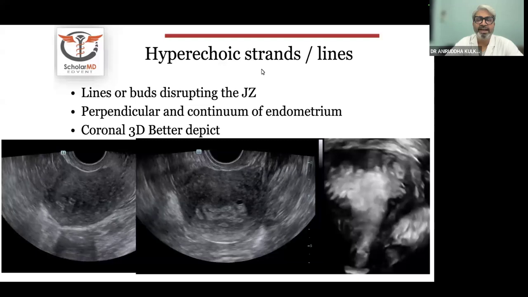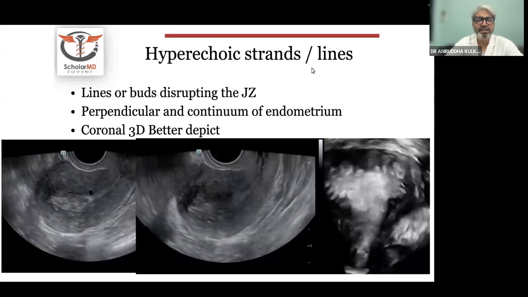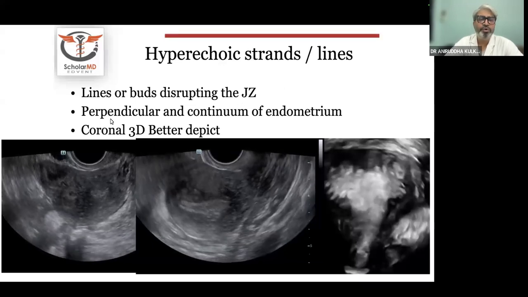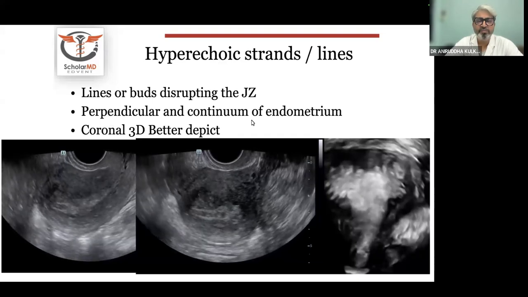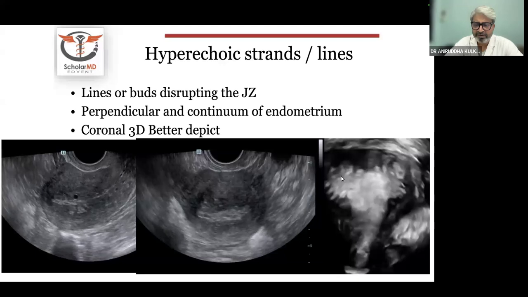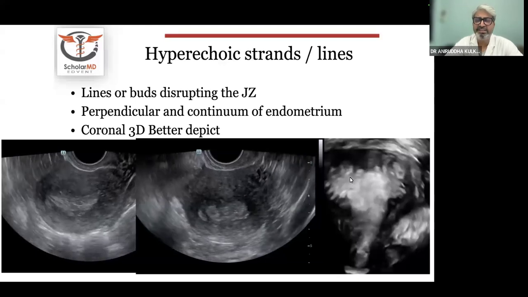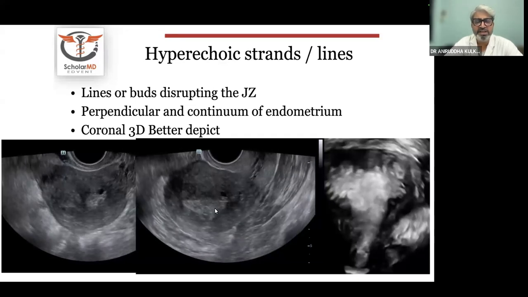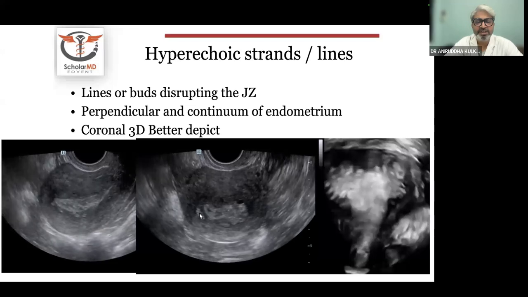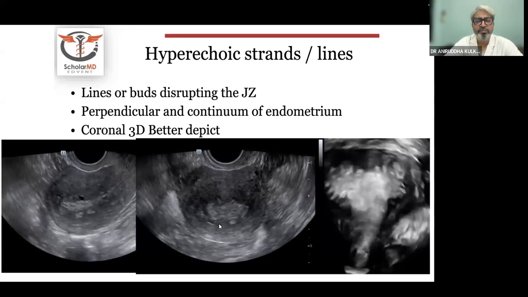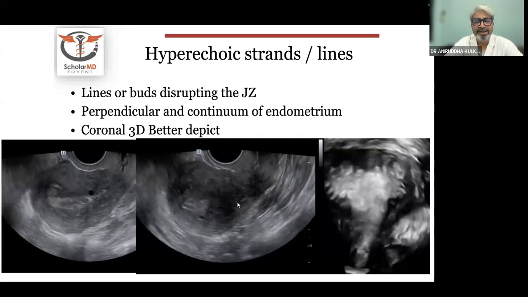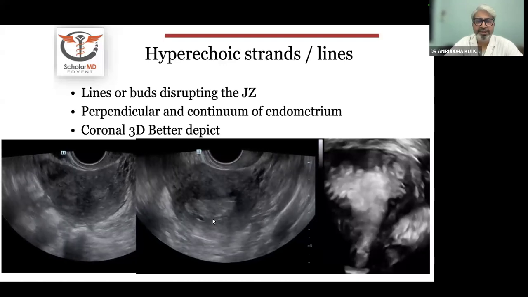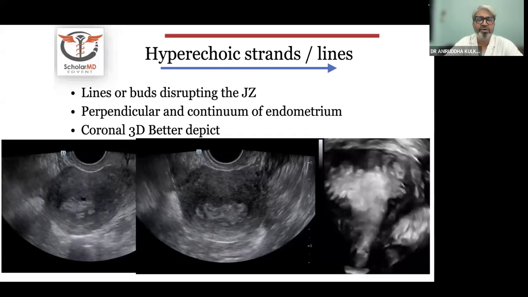Presence of hyperechoic strands or lines or islands is said to be the most specific sign, which is disrupting the junctional zone. Usually they are perpendicular and in continuum with the endometrium. Coronal 3D acquisition can depict those linear striations entering from the endometrium into the endomyometrial junction zone very well. And you can appreciate in this serial loop, I can appreciate these echogenic striations as well as small islands which are situated adjoining the endometrium in an interrupted, irregular endomyometrial junction zone, which is thickened. So the next one was hyperechoic strands or lines.